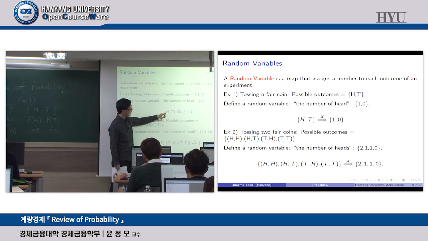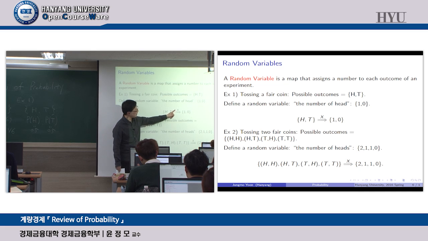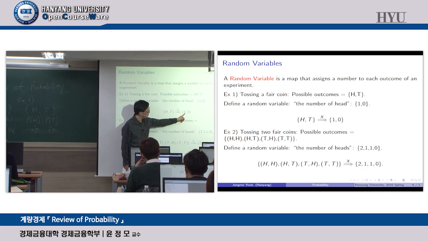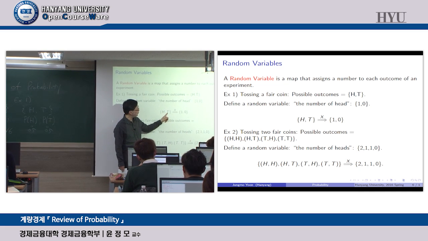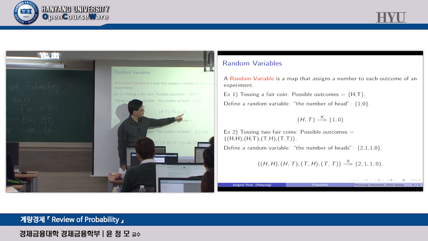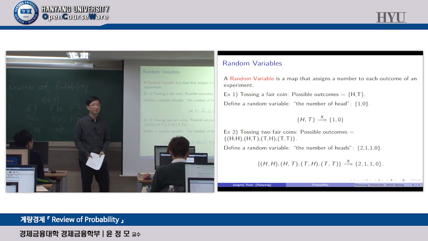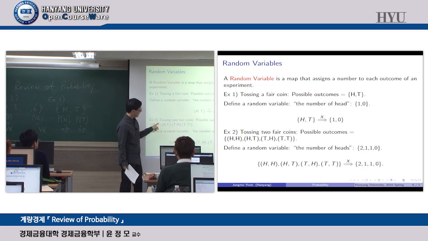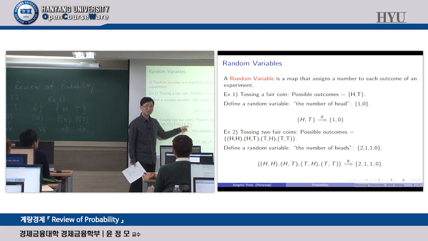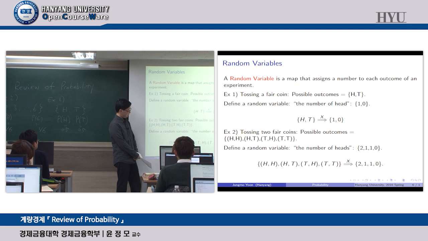Suppose that you throw a coin and you get H. What is the number of heads? 1. So the random variable X assigns 1 to this outcome. Suppose that you have T. How many heads do you have? 0. So it assigns 0 to this outcome. So this is a random variable. In the second example, you toss 2 coins. You toss 2 fair coins. So the potential outcomes of this random experiment are these, right?